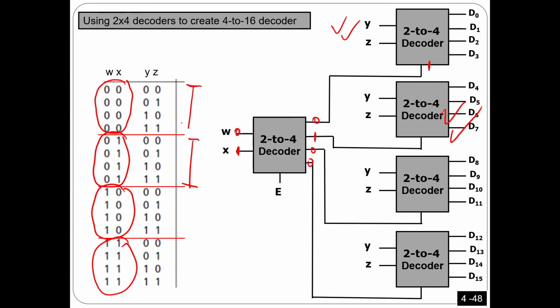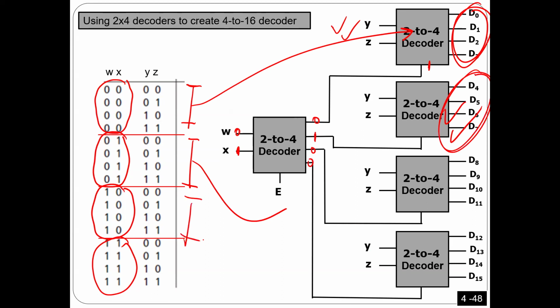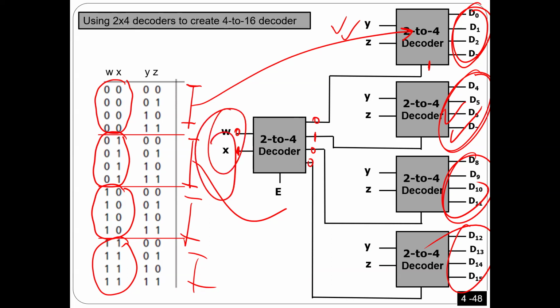So that means the first 4 I will take from here. The second 4 I will take from here. Next 4 I will take from here. Next 4 I will take from here. And only one of them is enabled because this decoder is used for that. This decoder is used to select only one of them to enable based on the 2 inputs we have here. Is that okay? And then, again, I'm gonna make it very simple.